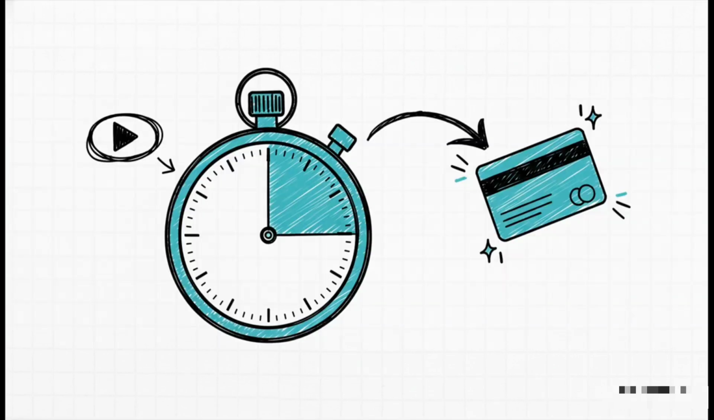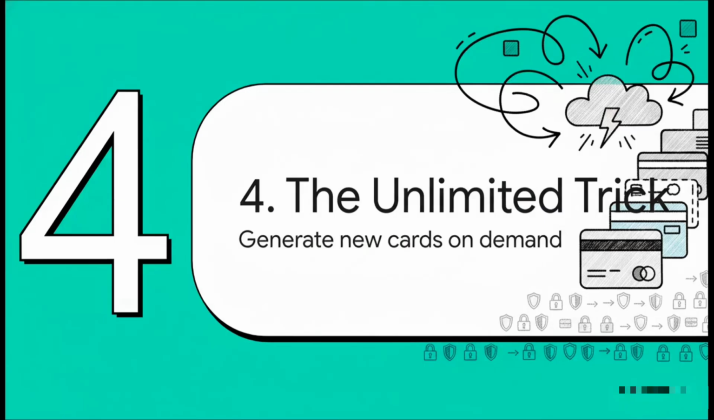Hit submit. And this is the crazy part. There's basically no waiting. Your approval usually comes through in like 15 to 30 seconds. It's nuts. So in less than a minute, bam, you've got a working virtual card ready to use. Okay, great. You've got one card.